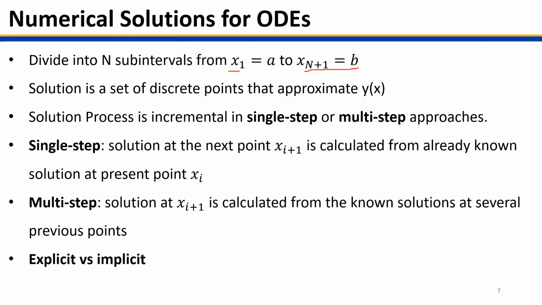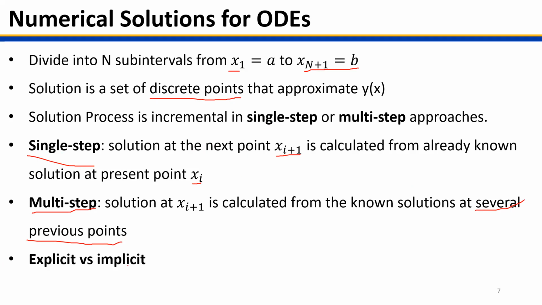So we can define that in MATLAB. And so the solution is discrete as usual. So we're gonna have a vector or a matrix, and then it could either be single step or multi-step. So single step just means that you're looking at the next one by one, next point, xi plus 1, and you already know your previous one. And then multi-step is just going to be the several other previous points.